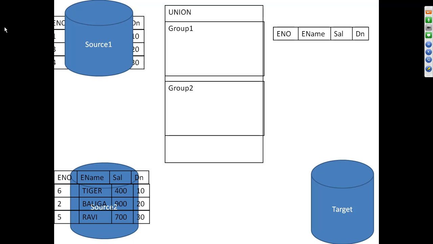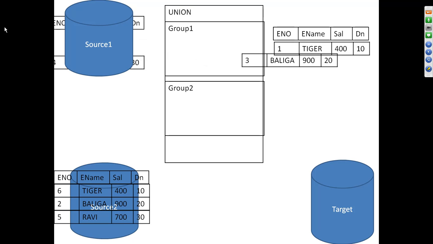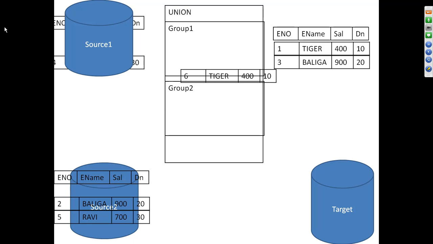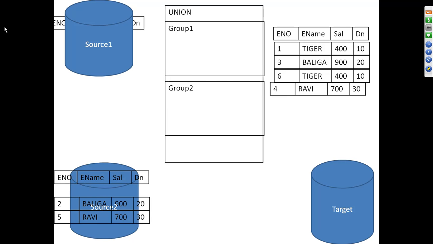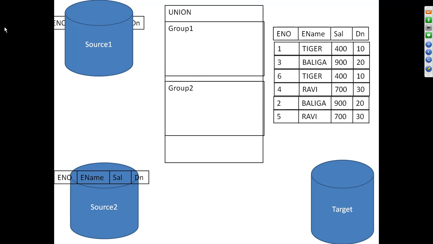See, understand this. So the first two records it has taken from group 1, and the next record it has taken from group 2, and again it has taken the data from group 1, and then it has taken the data from group 2. So if you see here, the data from both the groups are read in parallel, right?